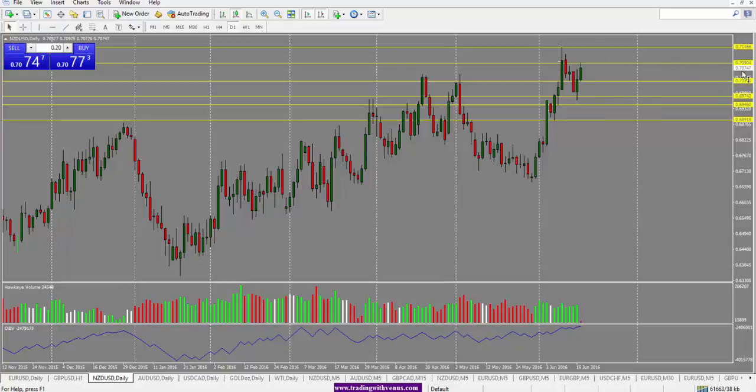So for now, we would look for a move back into this 0.7100, 0.7090 level here, and if the price holds below this level we could see it come back and test this 0.7027. However, if it breaks above 0.7100, we are looking for a test of the highs at 0.7150 level up here.